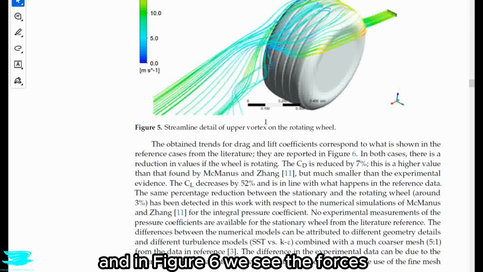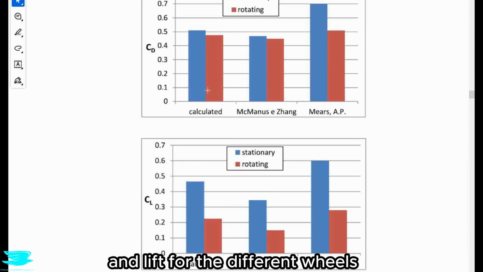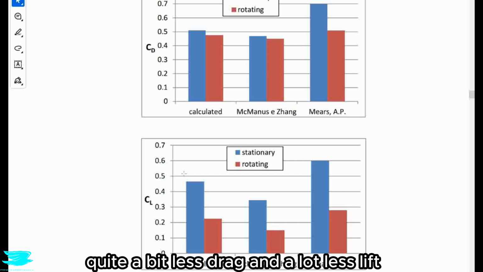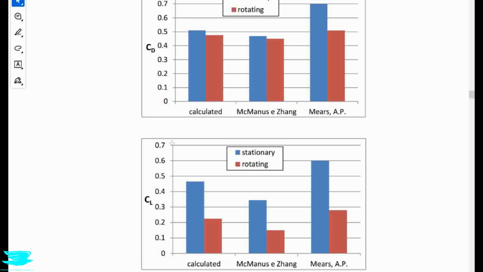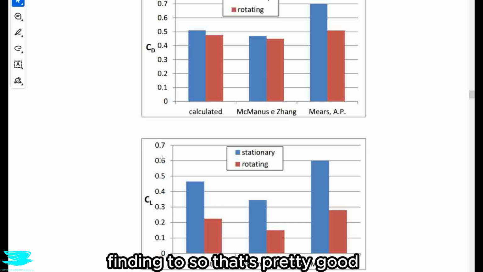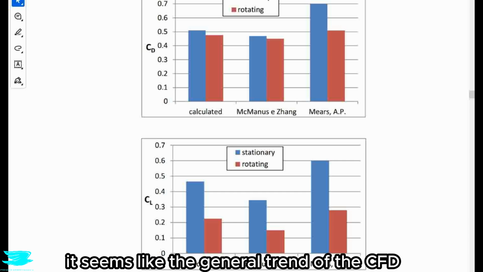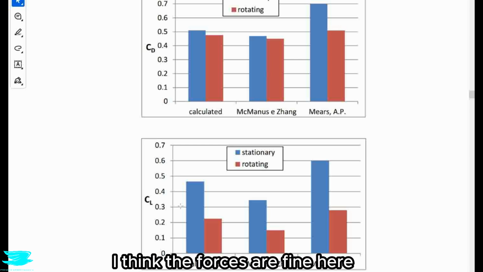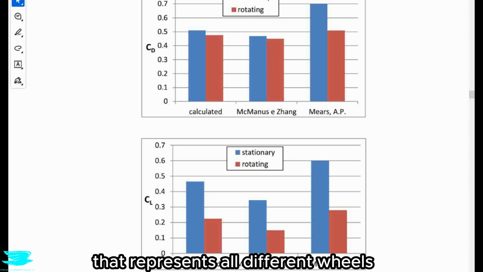And in figure 6, we see the forces, the coefficients for the drag and lift for the 2 different wheels. And the rotating wheel produces quite a bit less drag and a lot less lift. The flow separation over the top of the wheel strongly agrees with that lift reduction finding too, so that's pretty good. They all line up. So from all this, it seems like the general trend of the CFD is very good. And given all the variables the wheels could have, I think the forces are fine here to generally trust, because there is never going to be one single wheel that represents all different wheels.